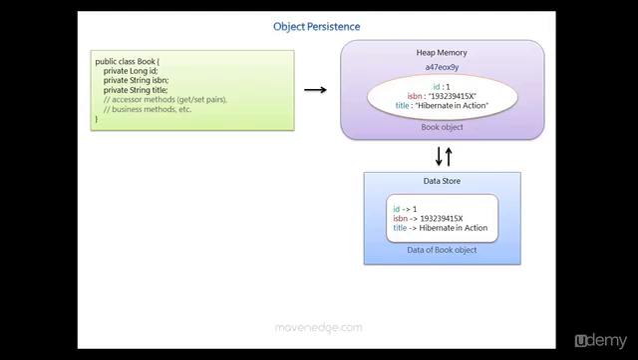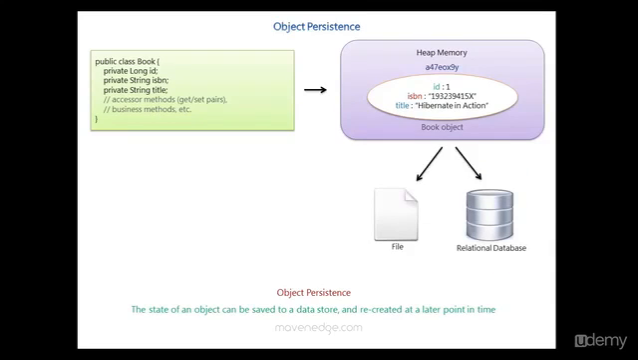So when we talk about object persistence or persisting an object, what it means is that the state of an object can be saved to a data store and recreated at a later point in time. Now, there are many ways to make data persistent in Java. You could persist this data to a file or a relational database, and there are many other ways as well. But in this course, we'll be persisting Java objects into a relational database.